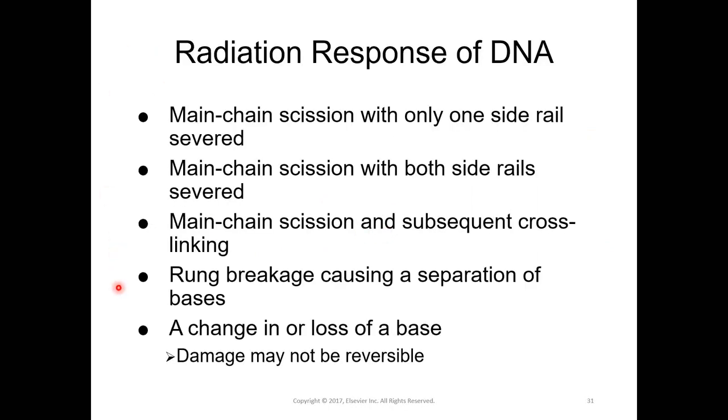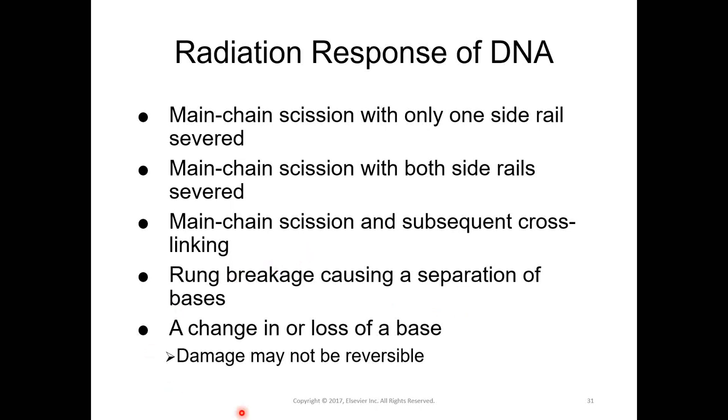Here's just a breakdown of the responses, where you've got main chain scission with only one side rail severed, and main chain scission with both side rails. And when they're talking about side rails, they're talking about the rails of the double helix of the DNA. Then main chain scission and subsequent cross-linking. So you can actually get an initial main chain scission of the backbone of the DNA, and then that can lead into cross-linking. Rung breakage causing a separation of the bases can occur.